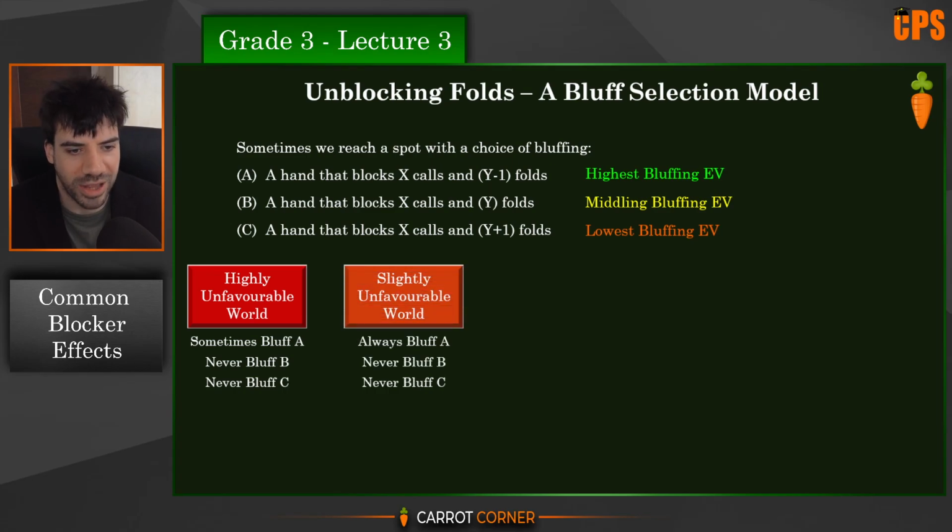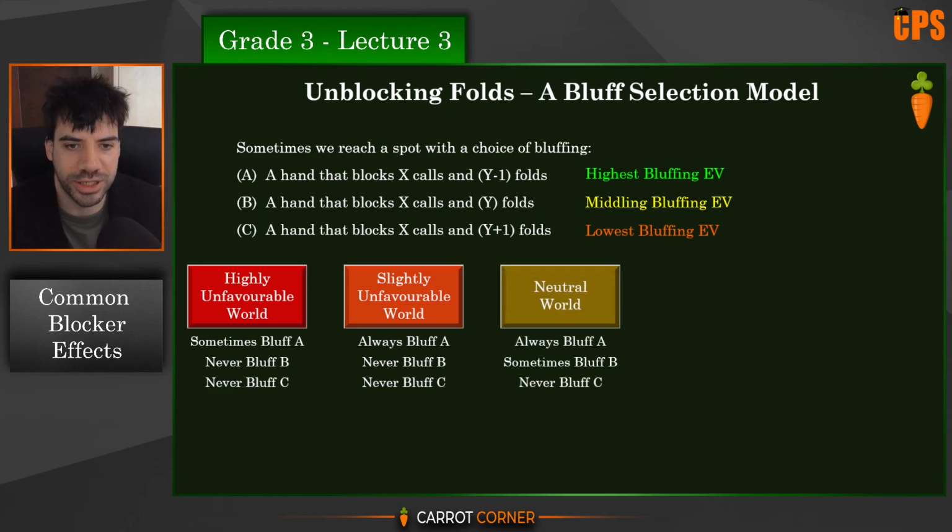In worlds that are a bit less unfavourable, but still bad for you, there will be some hands that swing positive. So your best blocker hands, in this context ones with Y-1 blocker factor, meaning blocking less folds than average, are going to be profitable, but nothing else is really going to be good enough removal-wise to bluff with.